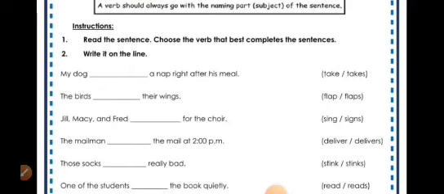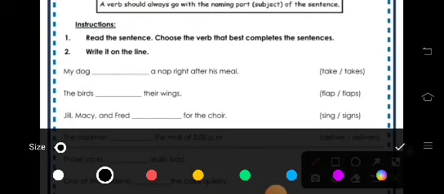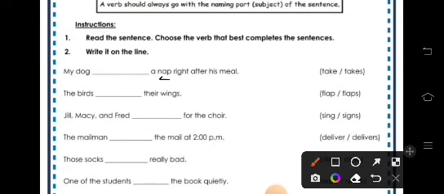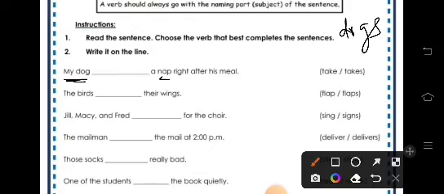First one is, my dog dash a nap right after his meal. So what is a nap? A nap is a short sleep, a sleep for short duration. That is called a nap. Okay, so my dog dash a nap right after his meal. So who takes a nap right after his meal? The dog. So this is the subject of the sentence. Now my dog is singular, because if we are talking about many dogs, then we write dogs. So here the dog is singular, so it will carry the singular verb, meaning the verb which is ending with s or es. So the answer would be takes.